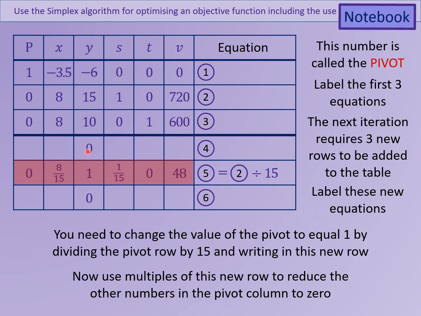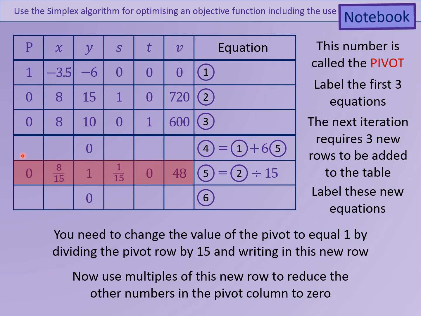So how do I get that to 0? I will do row number 1 plus 6 lots of my pivot row. It's all about using your pivot row. Right, so this is where it gets a bit complicated because I'm going to have to go through and start using this formula.